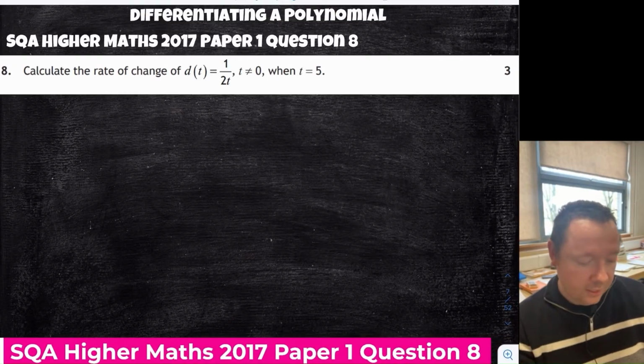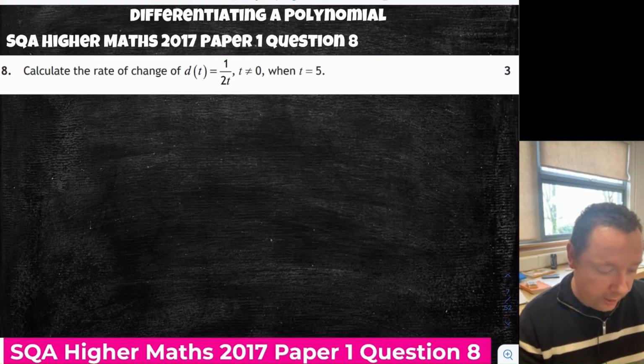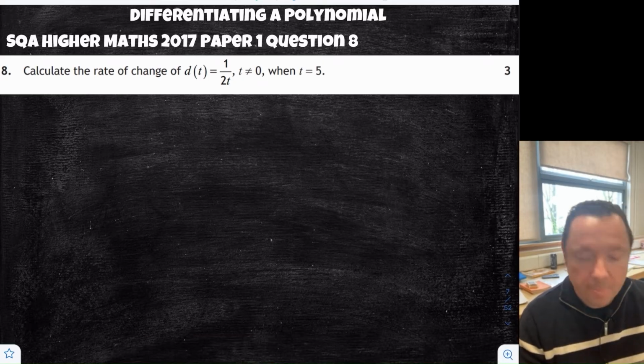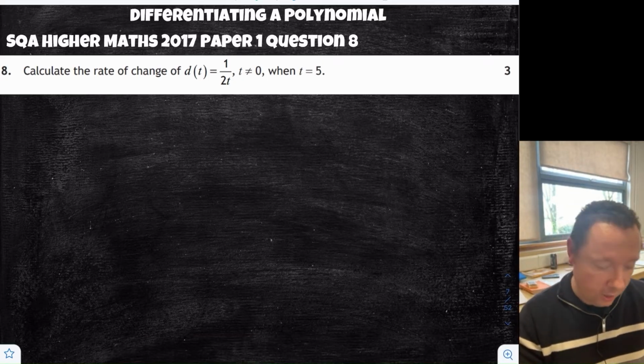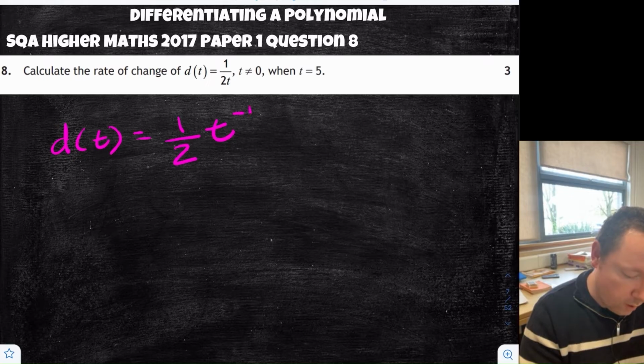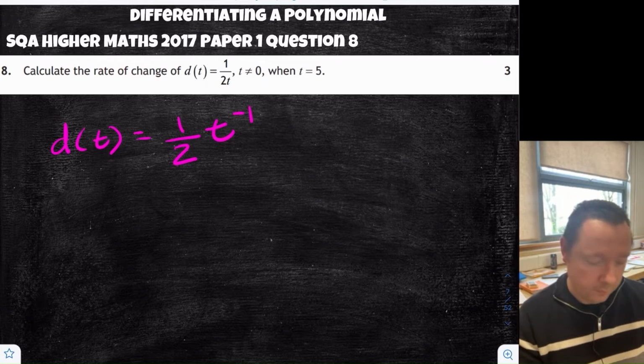Higher Maths 2017, paper 1, question 8 on differentiating a polynomial. Calculate the rate of change of d of t is equal to 1 over 2t. So we need to get it ready to differentiate. Always need to do that. So d of t is equal to 1 over 2 t to the minus 1. Do not be tempted to move this 2. That's just a half still. Separate it out, it's just the t that's moving.